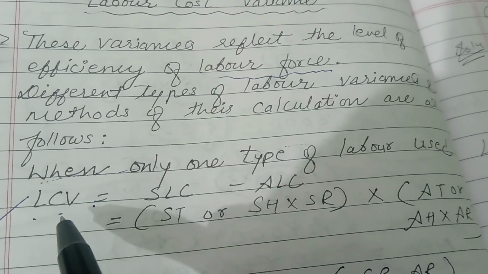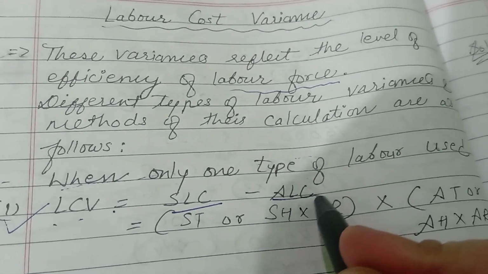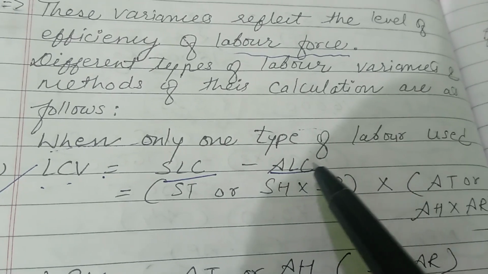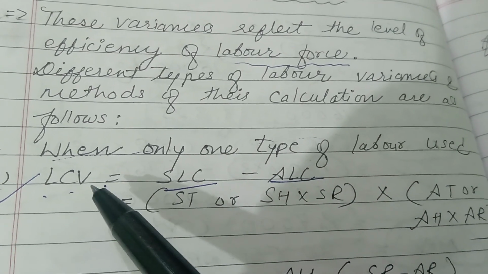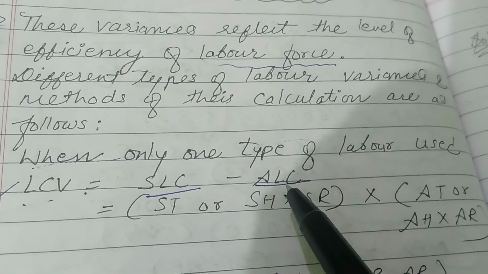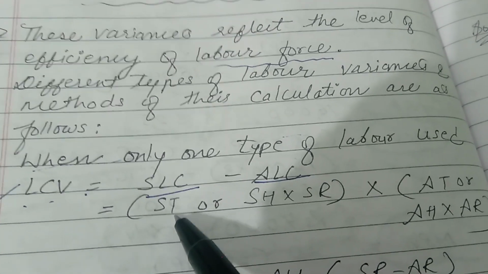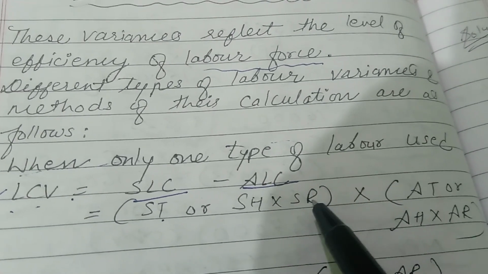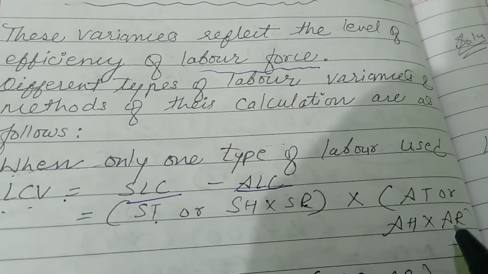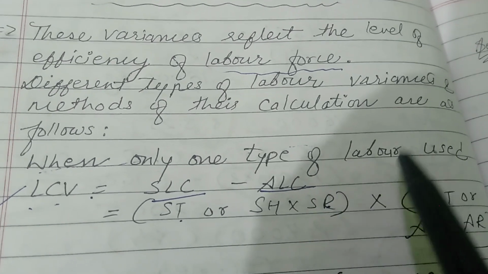Now, how will we determine it? The formula is standard labor cost minus actual labor cost, SLC minus ALC. So you can say that the labor cost variance is the difference between the standard labor cost and the actual labor cost. Or another formula could be used: standard time or standard hours into standard rate, minus actual time or actual hours into actual rate. These formulas depend on what type of numerical has been given.